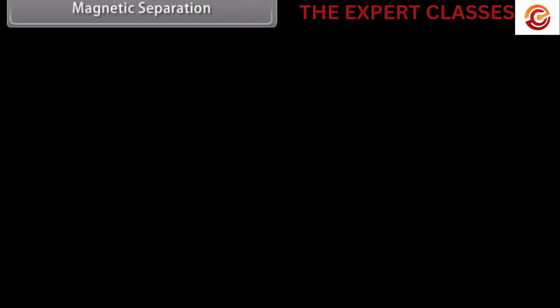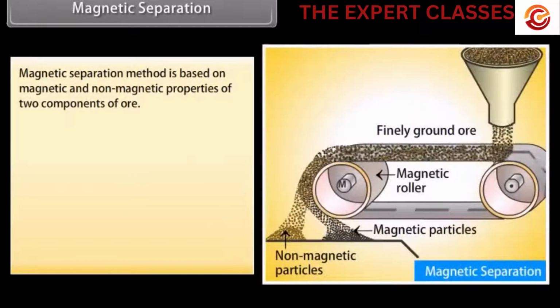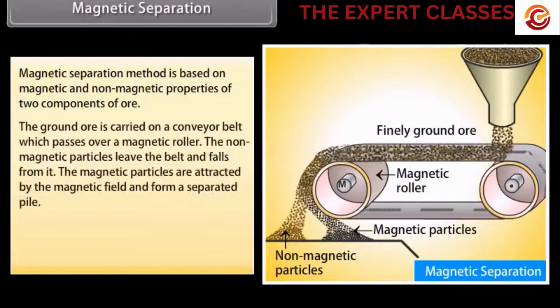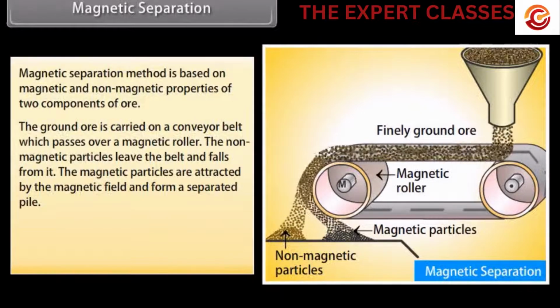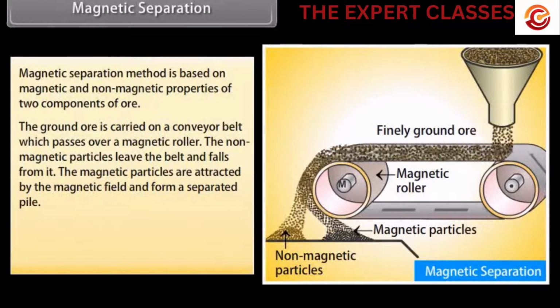Magnetic separation. Magnetic separation method is based on magnetic and non-magnetic properties of two components of ore. The ground ore is carried on a conveyor belt which passes over a magnetic roller. The non-magnetic particles leave the belt and fall off from it. The magnetic particles are attracted by the magnetic field and form a separate pile.